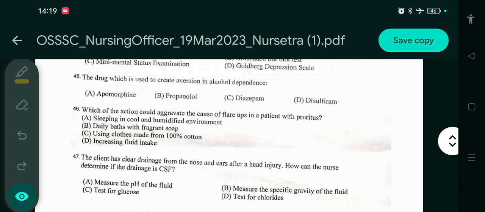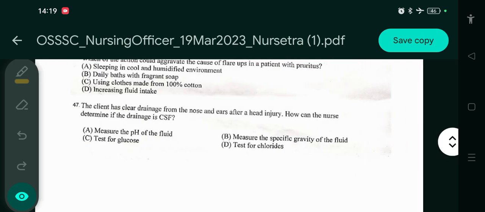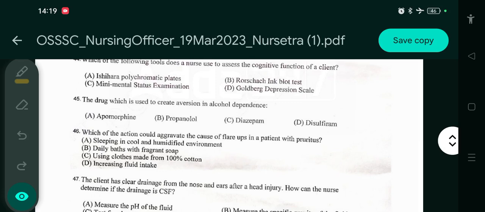The drug which is used to create aversion in alcohol dependence. A, apomorphine, B, propranolol, C, diazepam, D is disulfiram. Here the correct answer is disulfiram. The drug which is used to create aversion in alcohol dependence.